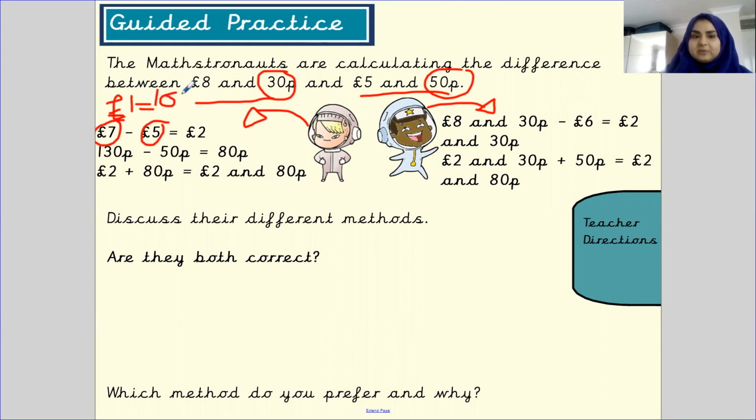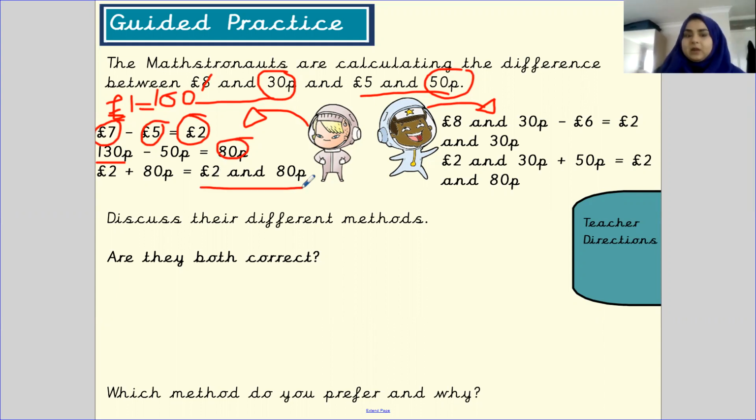Okay, which means he made 130p because he left the pound here. So he made 130p minus 50p, which gives him 80. So now if he does £2 add 80p, it gives him £2.80, and that is correct. Okay, so they're both correct.